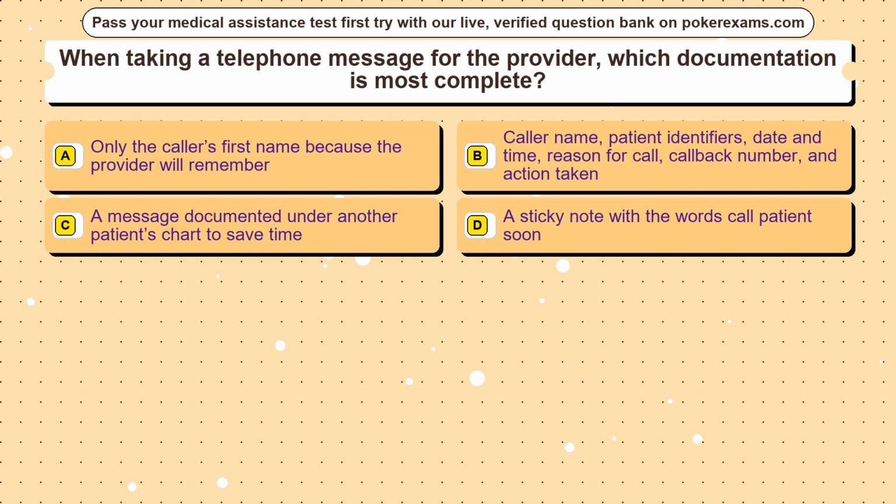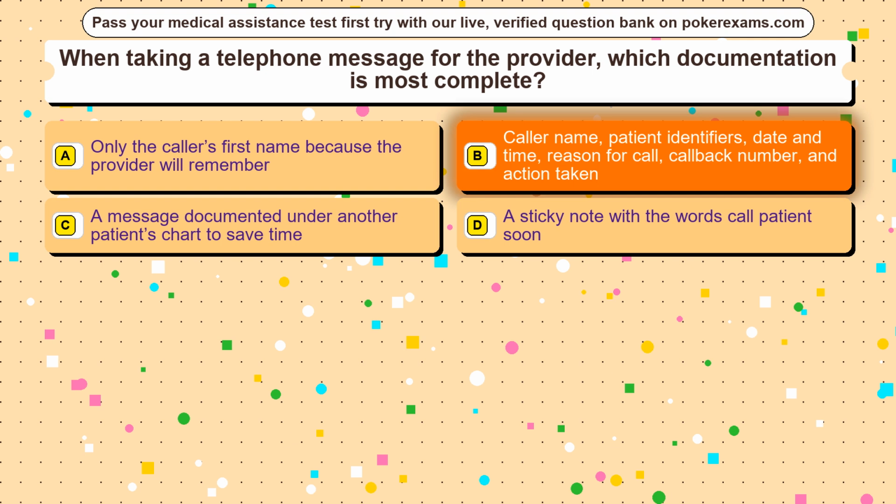Option A, only the caller's first name because the provider will remember. Option B, caller name, patient identifiers, date and time, reason for call, callback number, and action taken. Option C, a message documented under another patient's chart to save time. Option D, a sticky note with the words "Call patient soon."